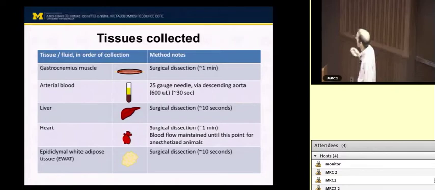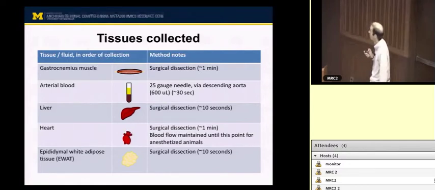Blood flow is maintained up until this point for anesthetized animals. After you take out the heart, obviously blood flow has ceased. And then we collected epididymal white adipose tissue just because it's the quickest one to get. There's other depots of fat that would be very reasonable to study as well. So these are the tissues we chose to look at.